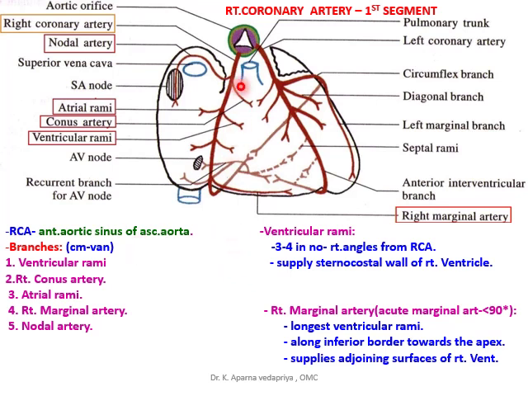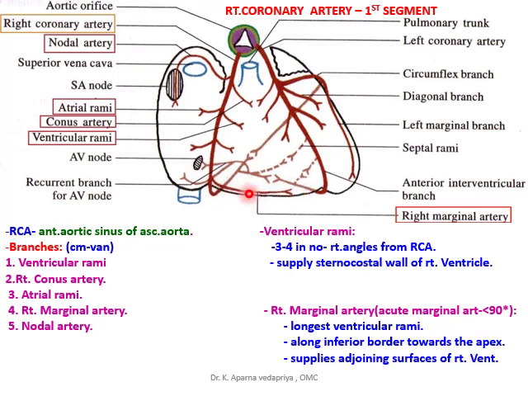So there is ventricular rami. The ventricular rami are 3 to 4 in number, and they arise at right angles to the main trunk, that is the right coronary artery, and supply the sternocostal surface of the right ventricle, of which the first ventricular rami is considered as the right conus artery, and the last ventricular rami, which is the largest and the longest, is also called the right marginal artery, as it is along the margin of the inferior border of the heart.